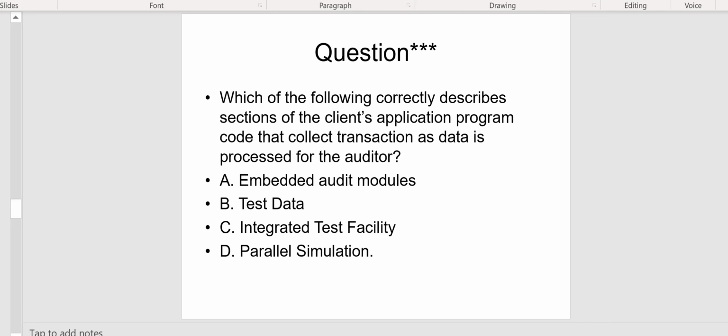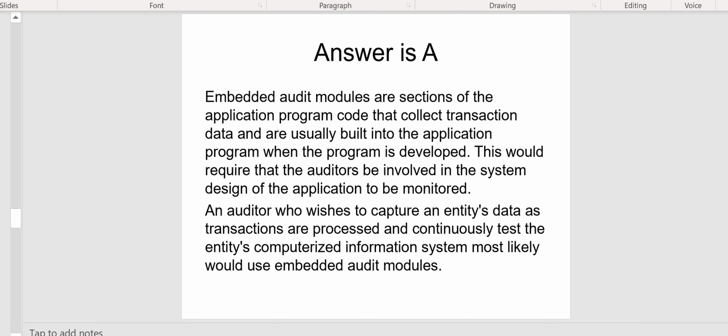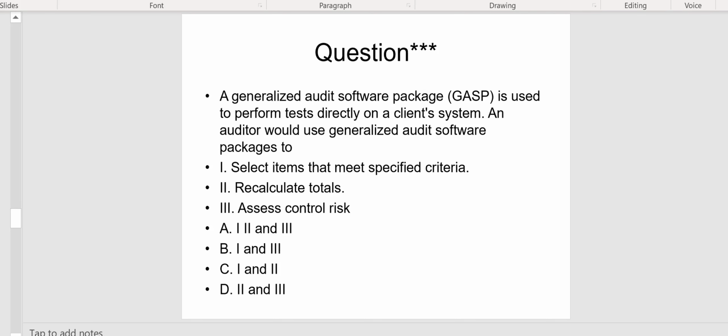Which of the following correctly describes sections of the client's application program code that collect transaction as data is processed for the auditor? That's your embedded audit module, letter A. So your ability to compare one to the rest, very important. A generalized audit software package is used to perform tests directly on a client's system.